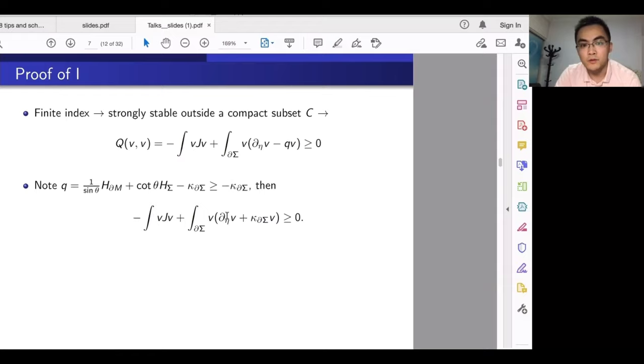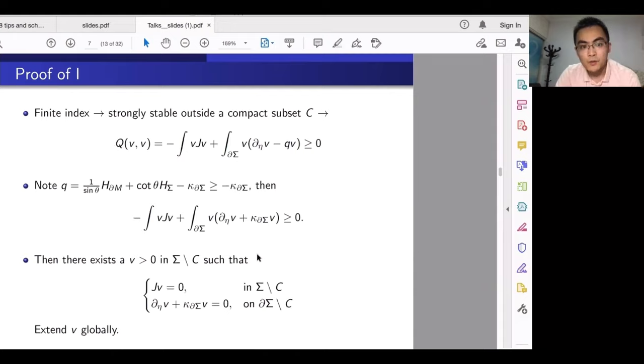Then by a standard argument, we can construct a positive function V in the complement of C, such that it satisfies the following PDEs. So in the interior, JV is equal to 0. So J is the Jacobi operator. You can review it in the first video. And along the boundary, eta is the normal derivative, the normal, partial V over partial nu plus kappa partial sigma times V is 0.